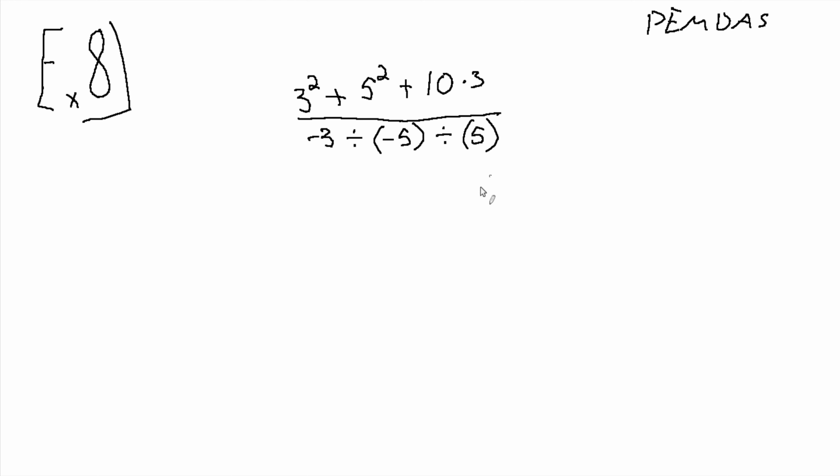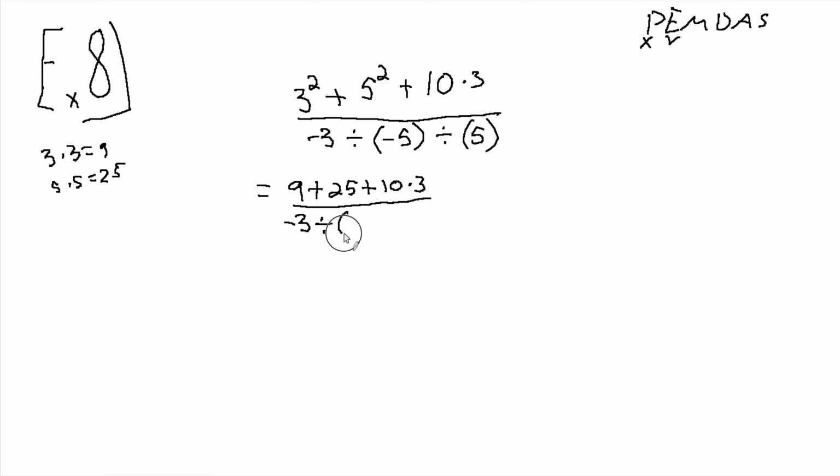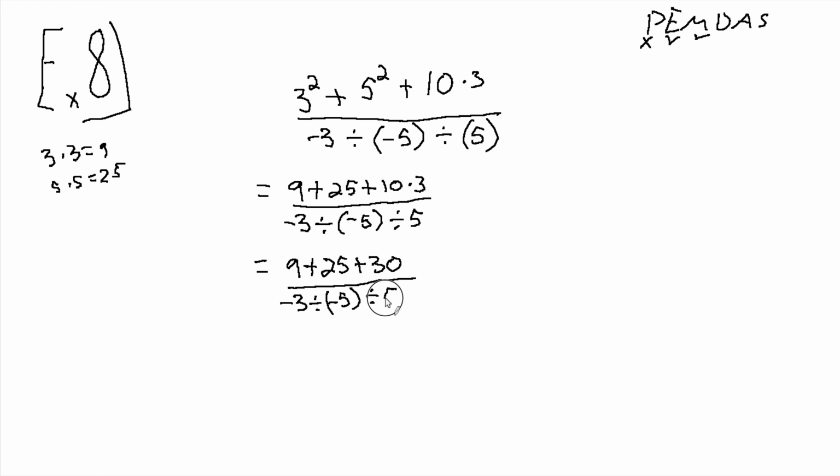Go ahead and do the PEMDAS. Let's do our exponents. Let's do them off to the side so we know them. Then plug them into the top portion because we already figured them out. 9 plus 25 plus 10 times 3. Go ahead and rewrite the bottom again. Now let's do the multiplication. Go ahead and do the 10 times 3, 30. Go ahead and rewrite the bottom again. We didn't change anything. Now let's do the division.